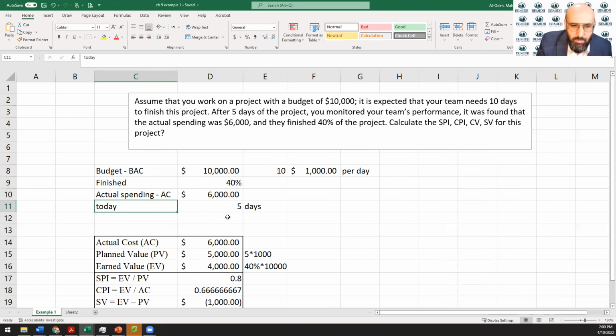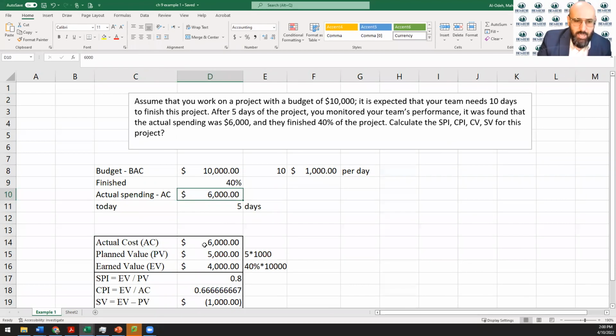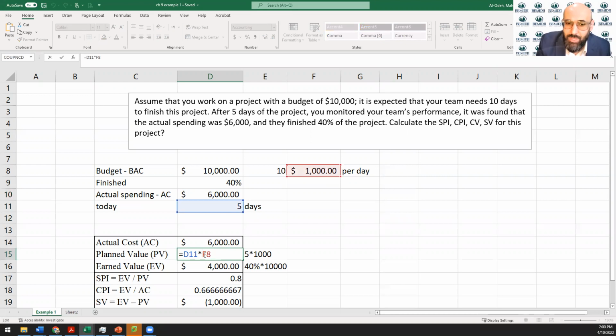Starting with some information about the actual cost, the $6,000 that is given. Now we have to calculate the planned value. And remember, the planned value is based on the schedule, how far you are per day. So we are on day 5. We're expecting to spend $1,000 per day because it's a 10-day project and the budget is $10,000. So the planned value is $5,000. So 1,000 times 5, that would be 5,000 as a planned value.